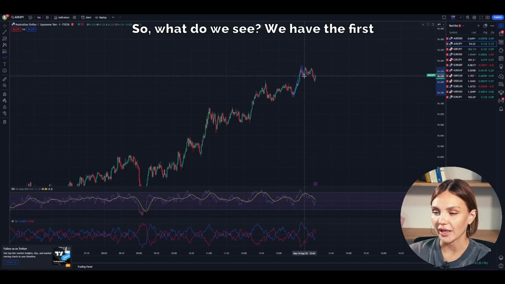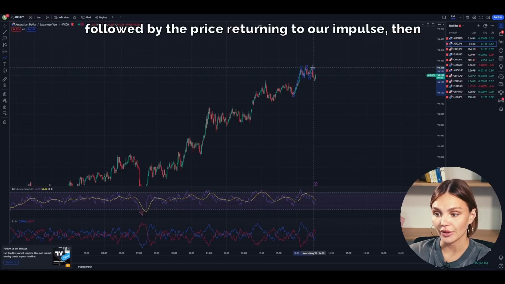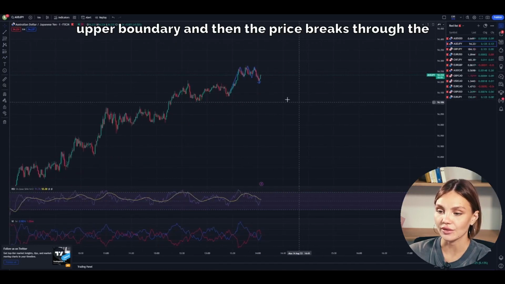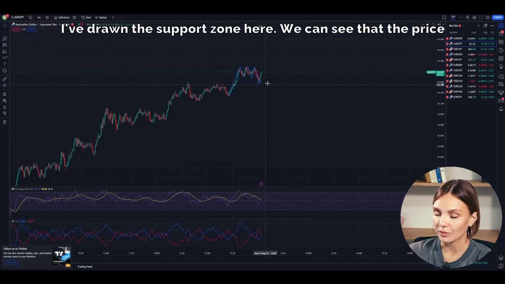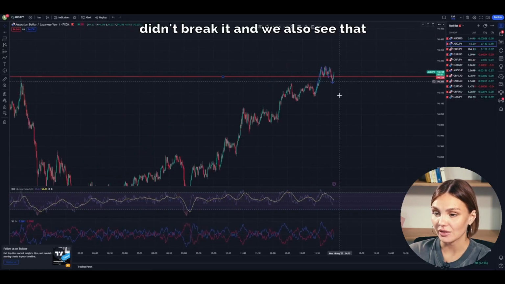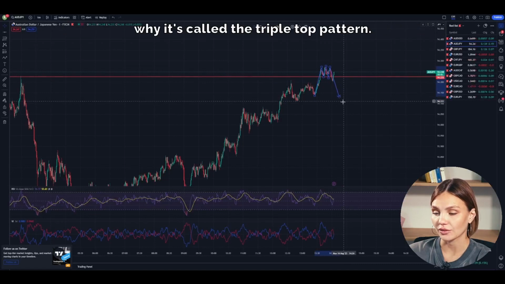So what do we see? We have the first bullish impulse, then a minor pullback, followed by the price returning to our impulse, then another pullback, another return to the upper boundary, and then the price breaks through the support zone established by the previous pullbacks. I've drawn the support zone here. We can see that the price didn't break it, and we also see that before the breakthrough, 3 peaks were formed, which is why it's called a triple top pattern.